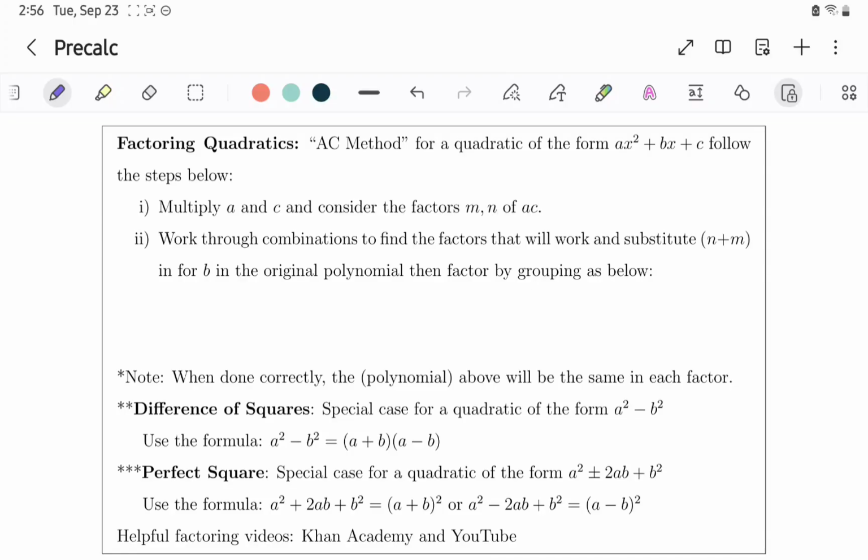All right, really quick, we are going to be talking about factoring quadratics. Of course, you can always use the quadratic formula to find the factors for a quadratic expression, ax squared plus bx plus c. But the quadratic formula can be a little bit tedious to use at times.